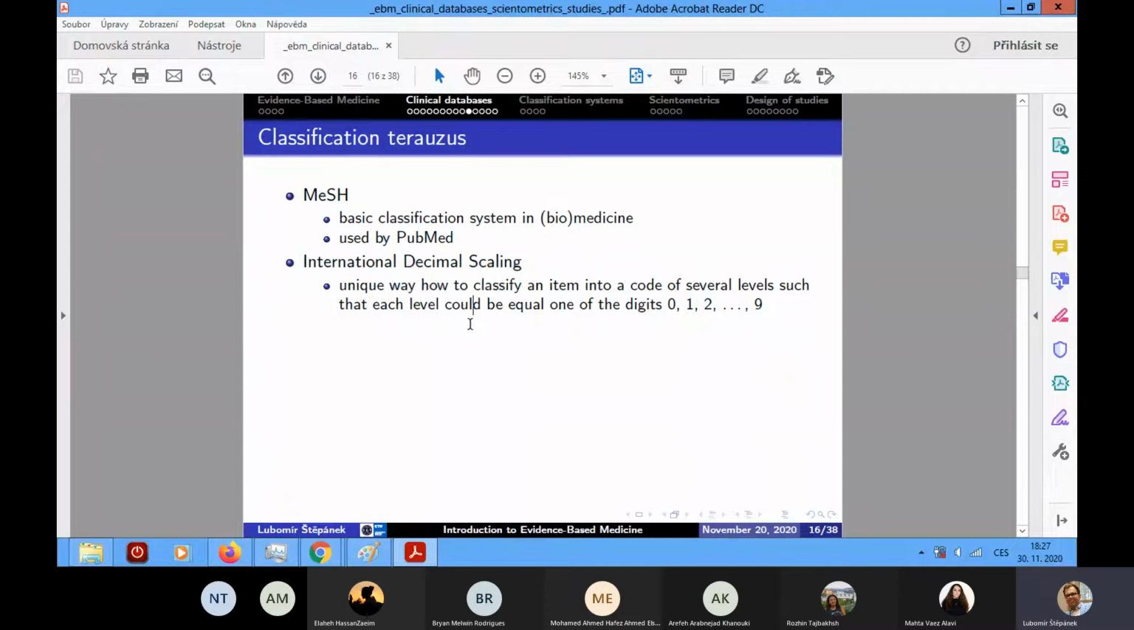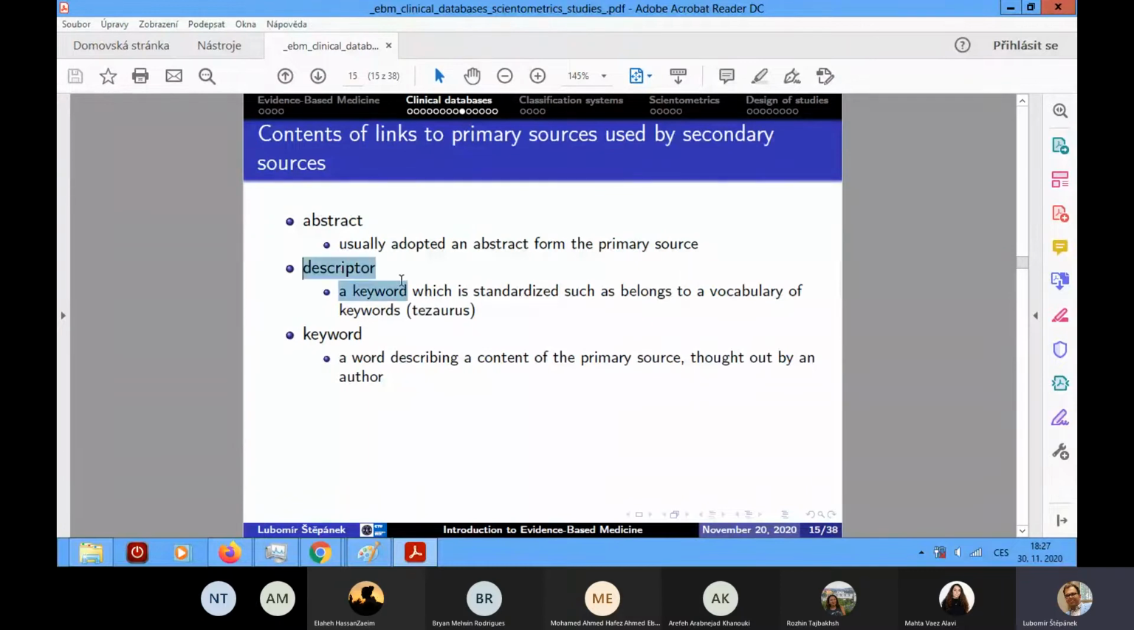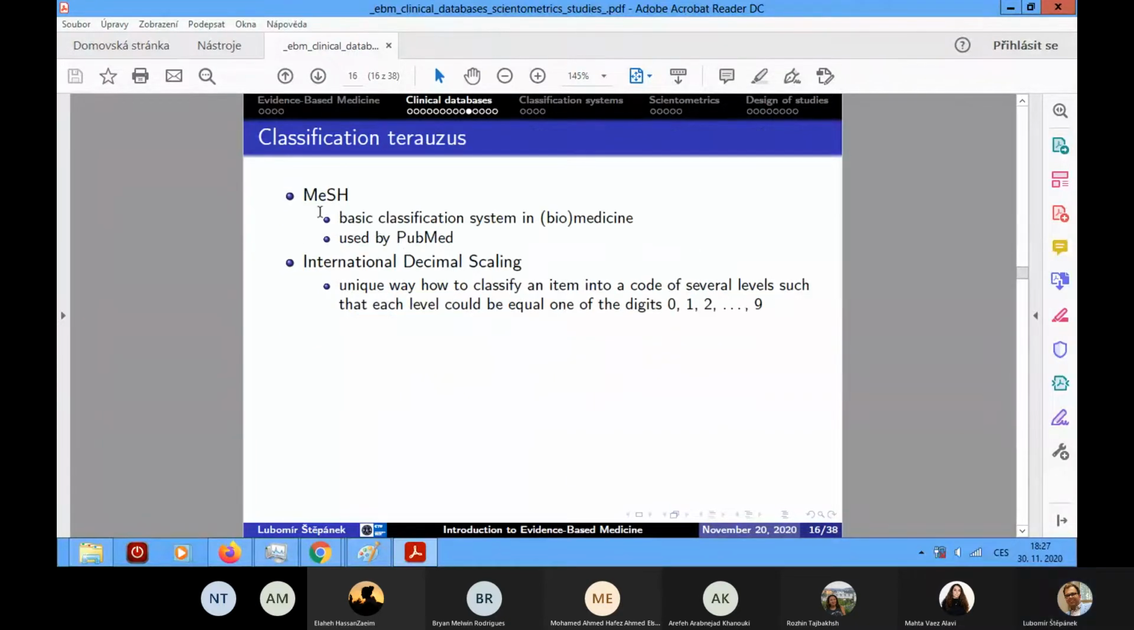The International Decimal Classification, I think it's not so important for you to know about, so maybe you can forget about this. MeSH is important. It's good to know about MeSH because it's an abbreviation for Medical Subject Headings, and as I told you, it's a vocabulary, a dictionary of descriptors, automatically made and standardized to MeSH.